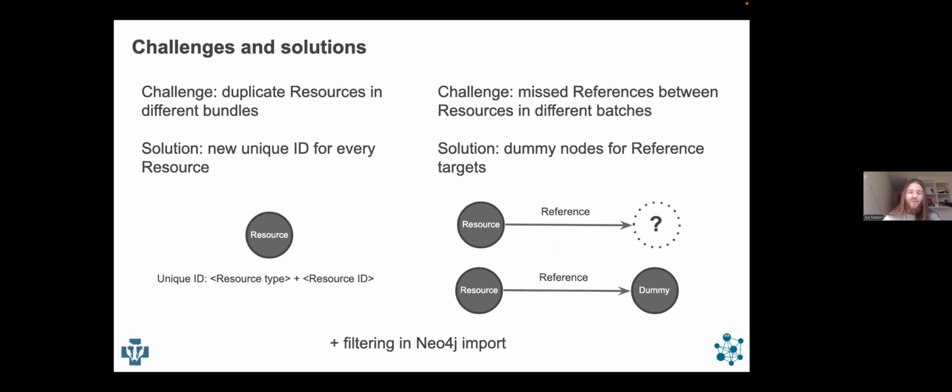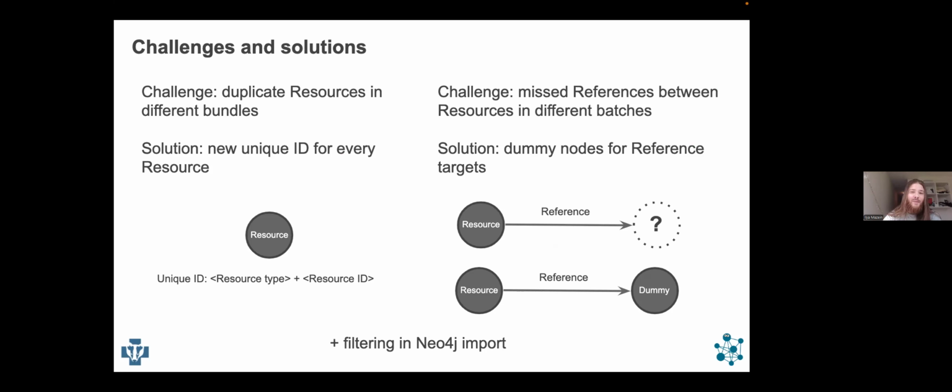However, in the process, we ran into two more complications. The first being that there can be duplicate resources in different bundles. So imagine you have a number of patients that all belong to the same hospital. And in each of these patient bundles, you would get a hospital resource that represents the hospital where this patient comes from. And as they all come from the same hospital, this would obviously create duplicate resources and ultimately duplicate nodes in the graph, which we would not want.